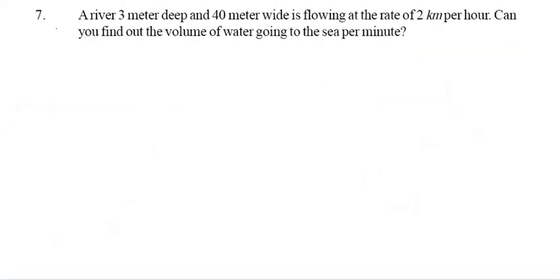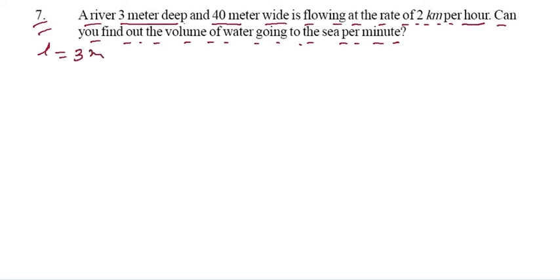Now come to the seventh question. A river 3 meter deep and 40 meter wide is flowing at the rate of 12 kilometers per hour. Can you find out the volume of water going to sea per minute? So first of all, we can say here length is given as 3 meter, the river 3 meter deep, it is the height, and 40 meter wide is flowing. So breadth is given as 40 meter.